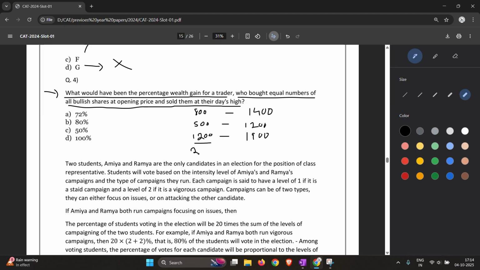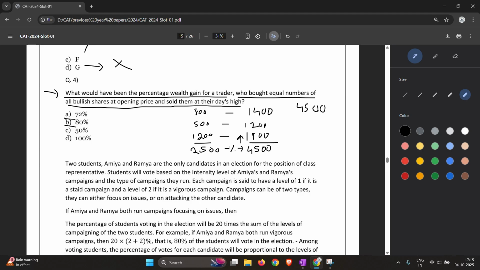So in total he spent 2500 and he earned 4500. So now we have to find out what is the percentage increase, what is the percentage wealth gain for this person. So this is obviously not 100% since that would be 5,000 rupees. So this is not even 50% because that would be too low. So this is somewhere maybe 72% or 80%. But just to confirm, let's just quickly calculate.